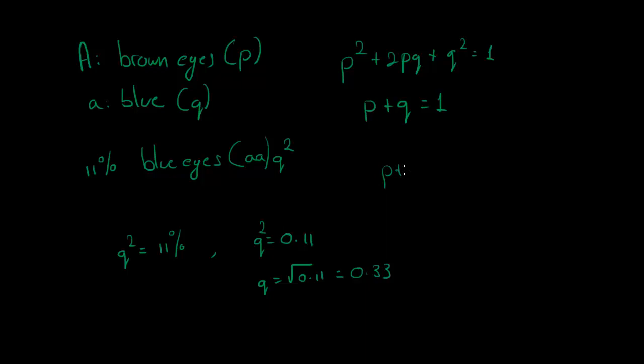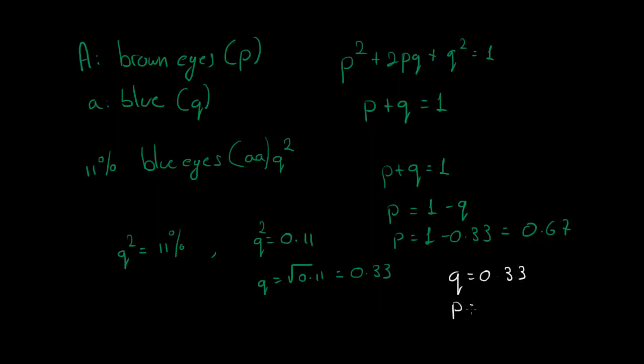Since I managed to find the Q, then I can use this equation to also find the P. So P plus Q equals 1. So P is equal to 1 minus Q. So P is equal to 1 minus 0.33. So this is equal to 0.67. Therefore, what do I have here now? I know that Q equals 0.33 and P is equal to 0.67.